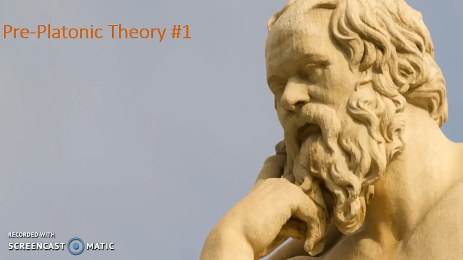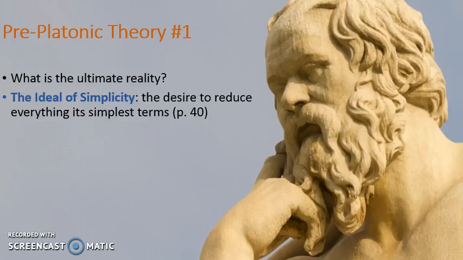Before we can understand Plato's theory of forms, we need to know about a few philosophers that came before him. One of the first and most important questions asked by philosophers was, what is the ultimate reality? This is also the foundational question, as you know, of the philosophical branch of metaphysics. Early philosophers, so philosophers before Socrates and Plato, focused on what we call the ideal of simplicity. And this is basically just the desire to reduce everything to its simplest possible terms. So if you want to know about something complex, we're going to break it down and try to find the easiest answer.